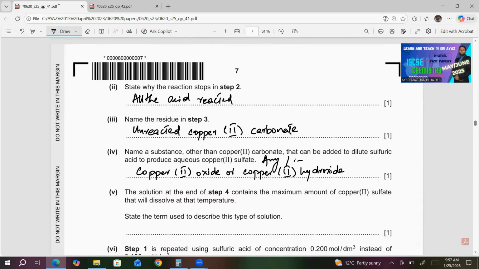Part 5. The solution at the end of step 4 contains a maximum amount of copper 2 sulfate that will dissolve at that temperature. State the term used to describe this type of solution. We call it saturated solution.